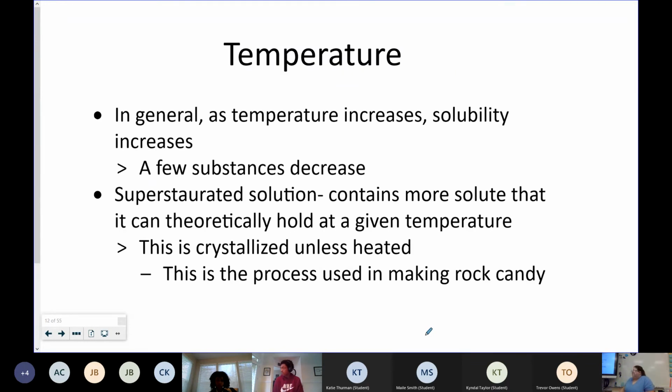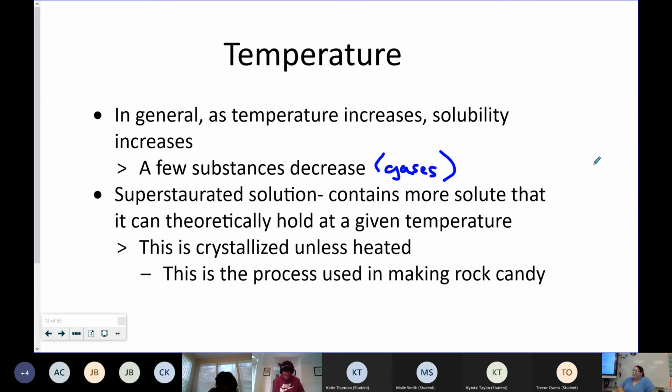So with temperature, like I said, in general, as temperature increases, solubility increases. So generally, the warmer something is, the more it can dissolve. A few substances will decrease. These tend to be gases. So gases tend to have a lower solubility at higher temperature, simply because the particles are moving too fast to be dissolved.